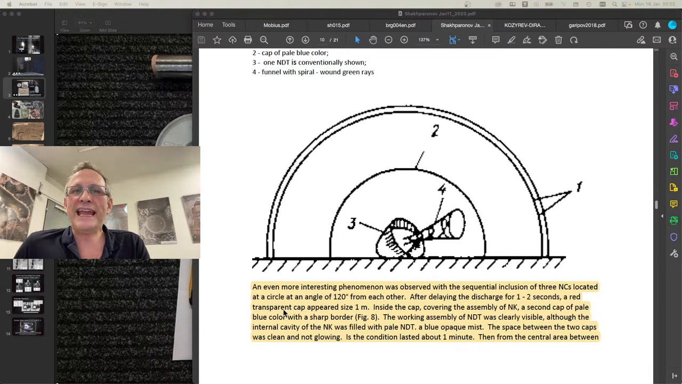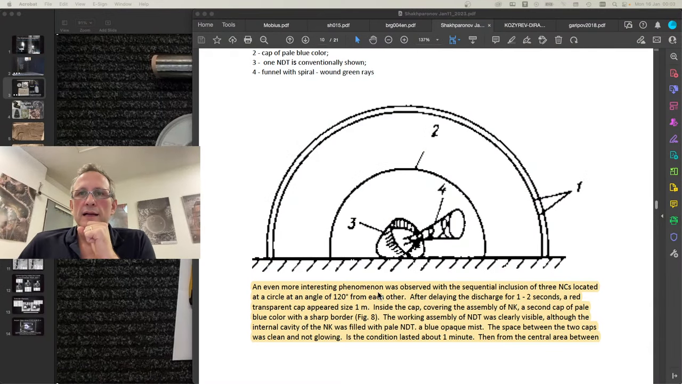So, an even more interesting phenomenon was observed with the sequential inclusion of three Mobius strips located in a circle, at an angle of 120 degrees from each other. So this is a similar setup. I think what I'm saying is, between the three, you've got one, two, three, if I'm looking from above, and my head's in the middle. My head would end up being the glowing object that occurred in the center of this sheet that formed between the three. Okay. Again, this is a similar setup.